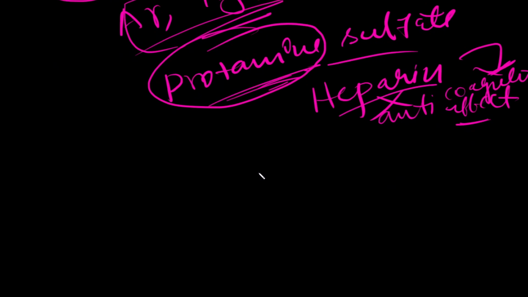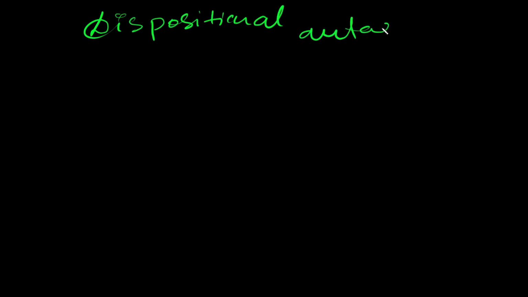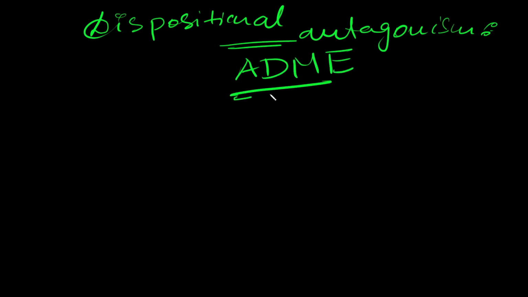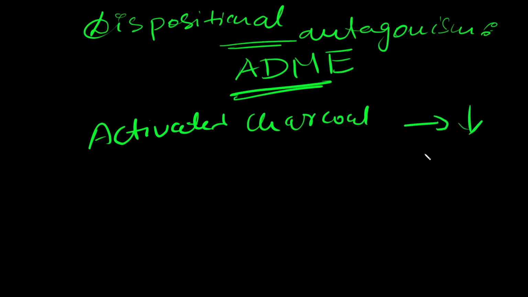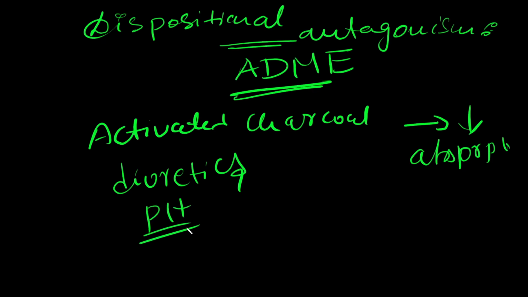And there is dispositional antagonism. This type of antagonism involves ADME effects. For example, activated charcoal decreases absorption, or diuretics or osmotic diuretics, or pH alterations of urine.